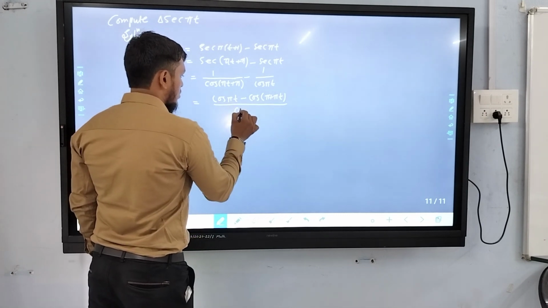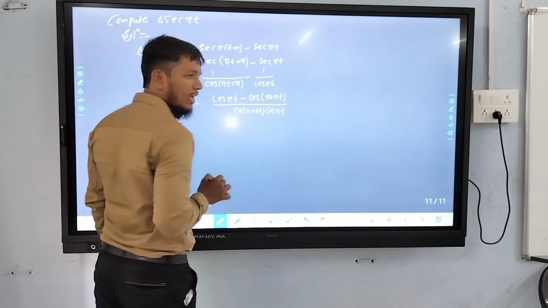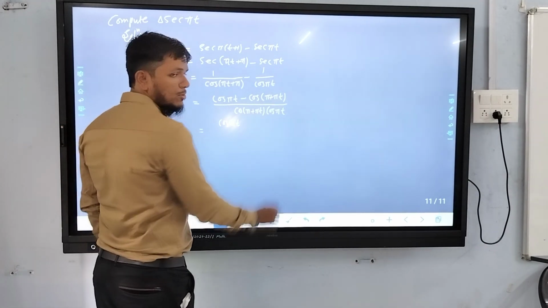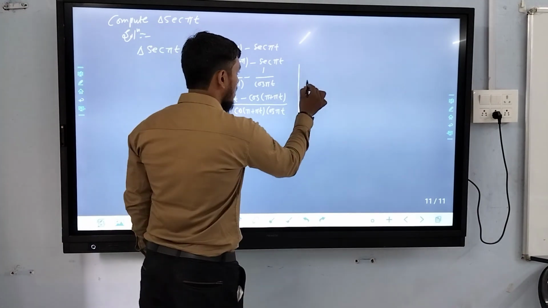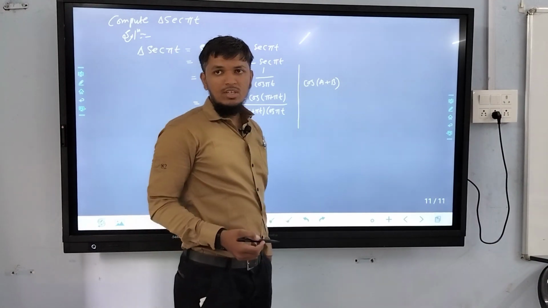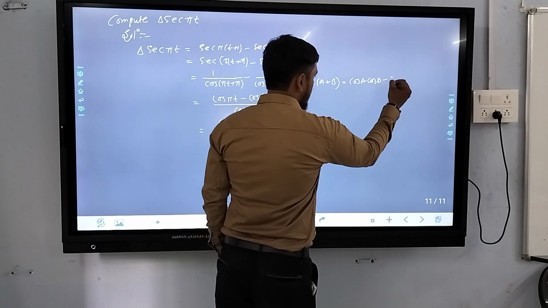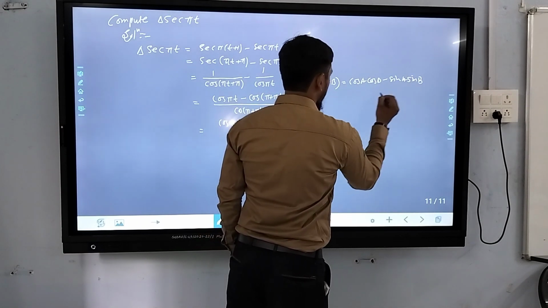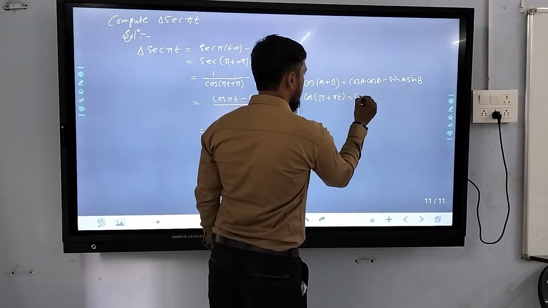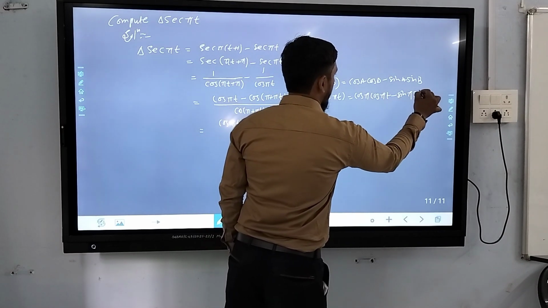Upon this is cos pi plus pi t, and this is cos pi t. Now this cos pi t is as it is. Now what is cos(pi plus pi t)? Here we have to use the expansion of cos(a plus b), which is equal to cos a cos b minus sin a sin b. So in place of a put pi, and in place of b put pi t. It will become cos pi cos pi t minus sin pi sin pi t.